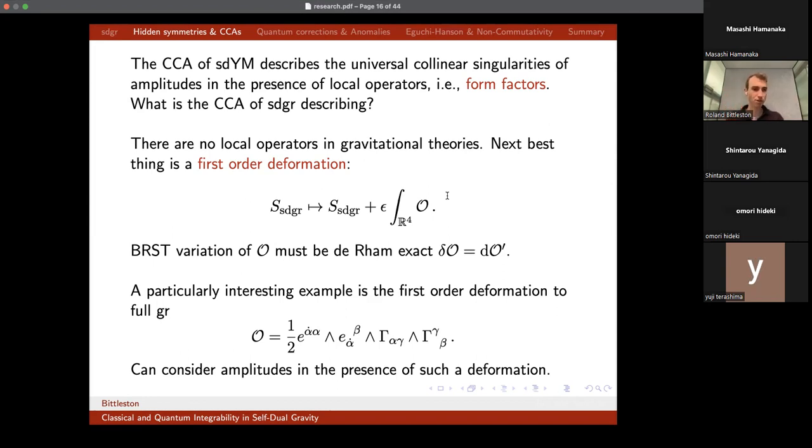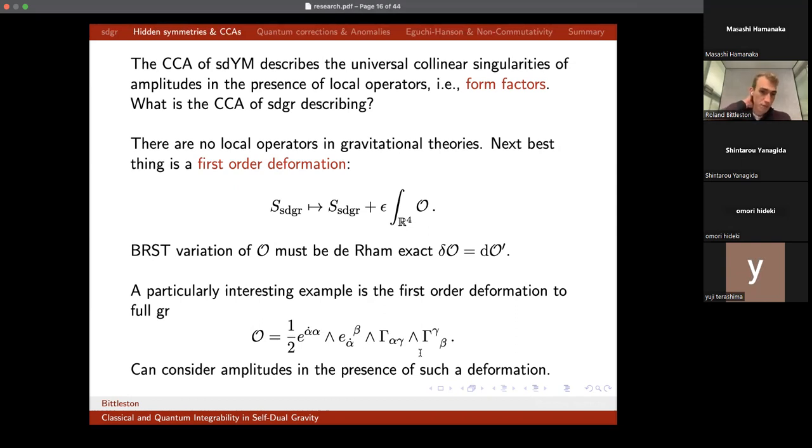So these really are the natural analogues of local operators in our gravitational theory. They're first-order deformations. A very natural example of a first order deformation is the one that takes us from self-dual gravity to full Einstein gravity. So if you remember, there was this term I threw away from the self-dual Palatini action to get to self-dual gravity.